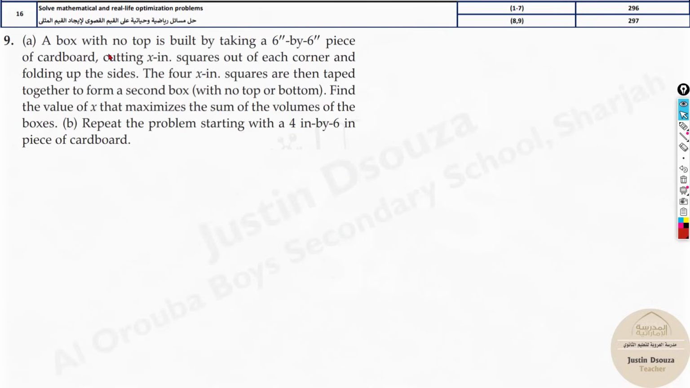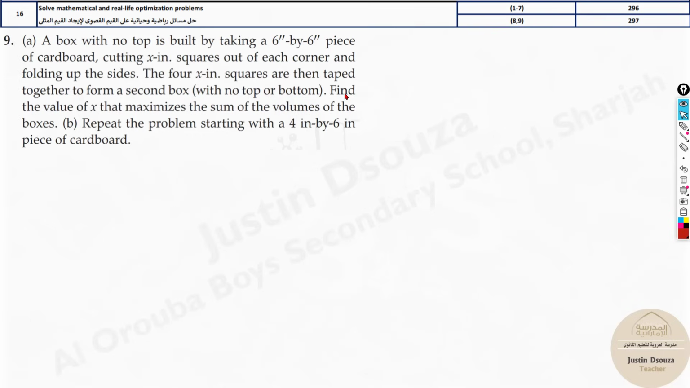A box with no top is built by taking a 6 by 6 piece of cardboard, okay, cutting x inches squares out of each corner and folding up the sides. It's the same thing what we did. Okay, the 4 x inches squares are then taped together to form a second box with no top or bottom. Okay, this is interesting. Find the value of x that maximizes the sum of the volumes of the boxes.